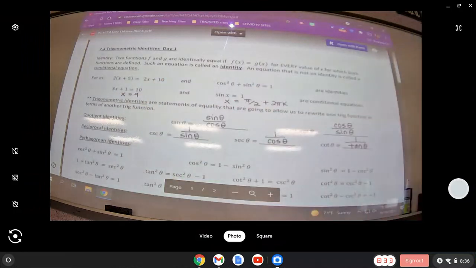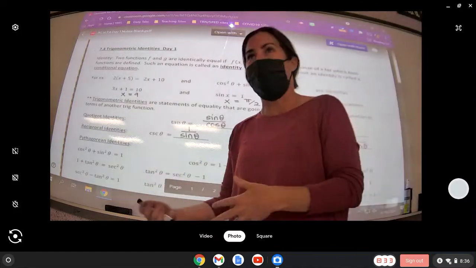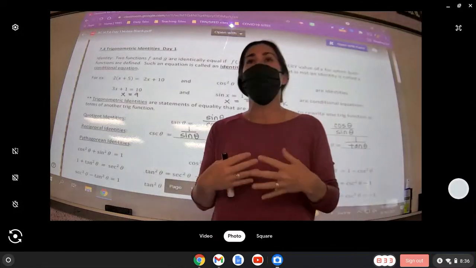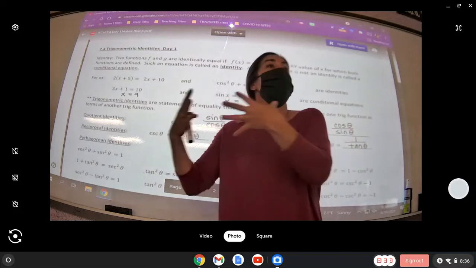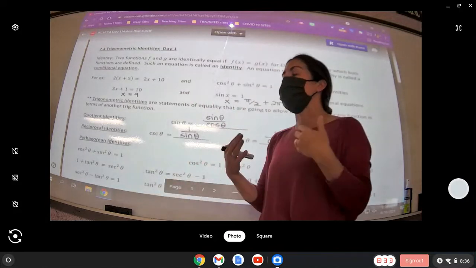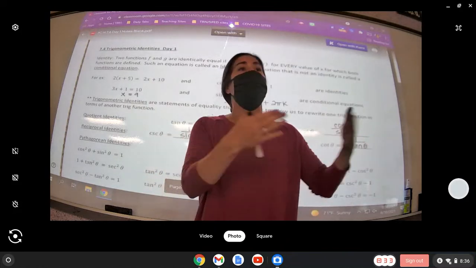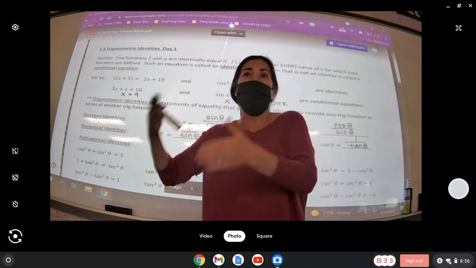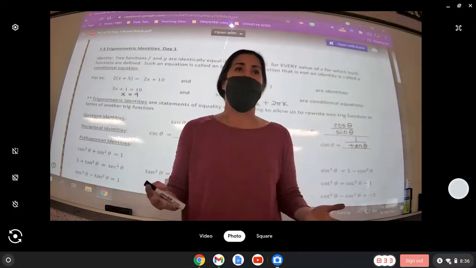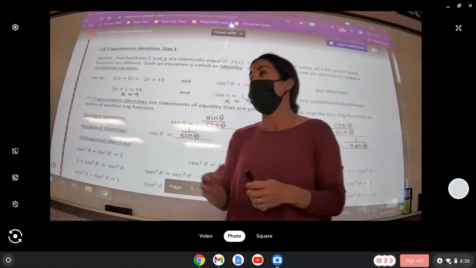So you're able to use these identities as a way to rewrite something in an equivalent way. A lot of times the identities are used to simplify a trigonometric expression down to something that is simpler to use. If there are different trig functions involved in one expression or equation, then I can use an identity to maybe rewrite it in terms of just one trig function. So the identities are very important and you use them in calculus a lot, all right?